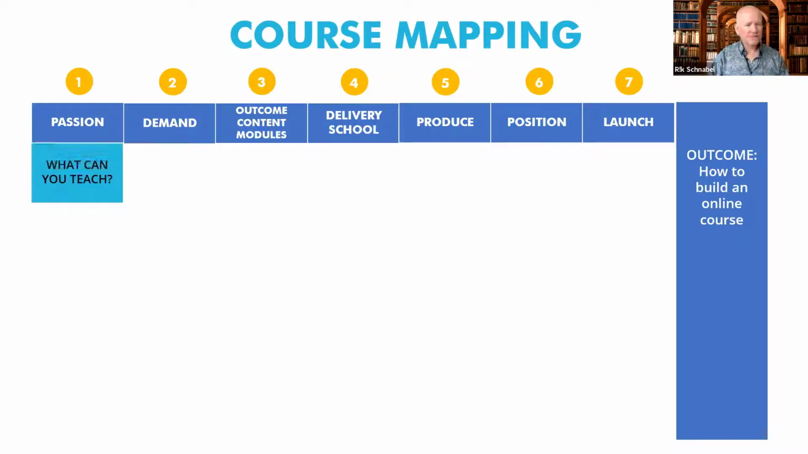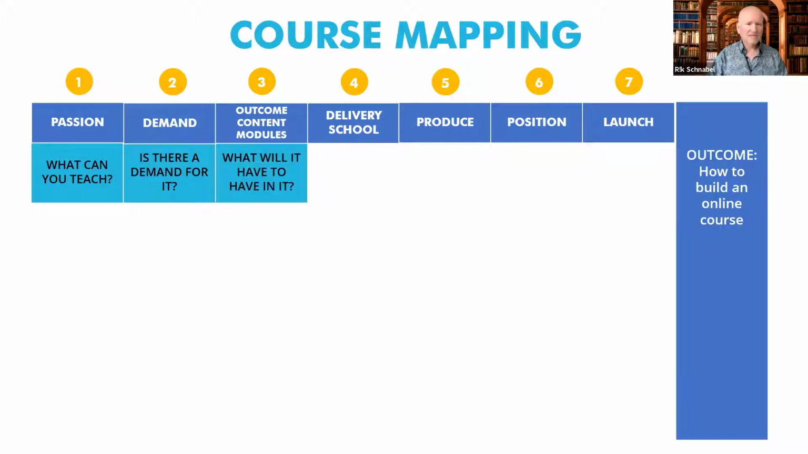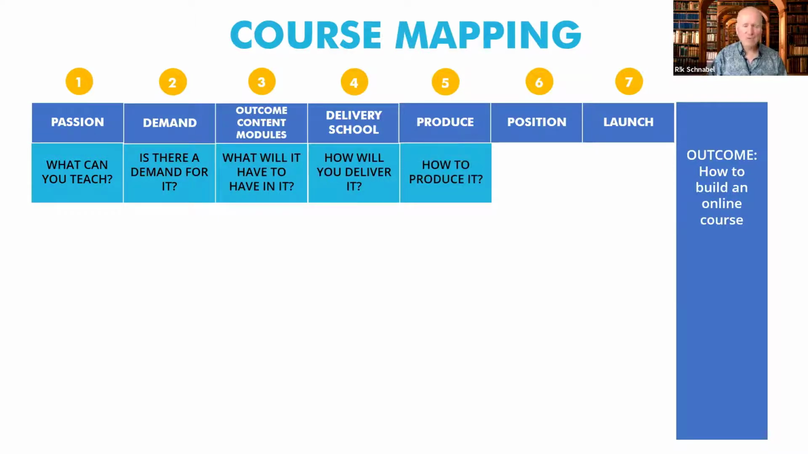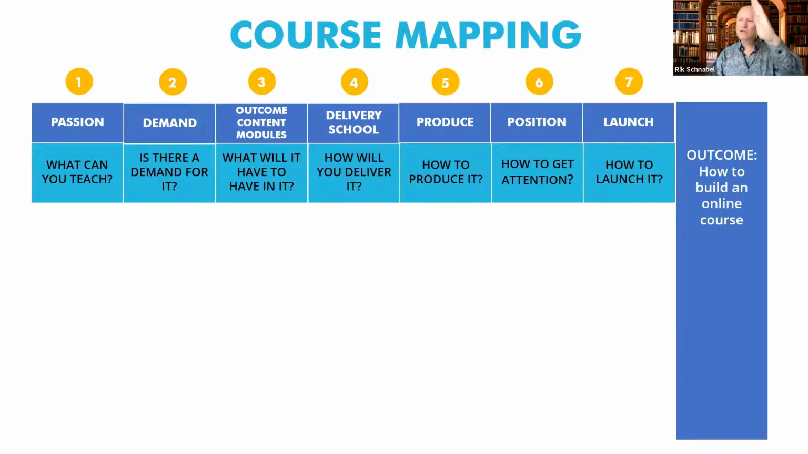And so now what we do is we ask the typical questions that people would be asking. So what can you teach? What can't you teach? Demand. Is there actually a demand for your course? What will it have to have in it? How will you deliver it? How will you produce it? How will you get attention to it? That is, how will you get eyes on your prize? And finally, how to launch it into cyberspace so that people buy it. And these essentially were the 7 key steps and pieces that we decided was important for our program.